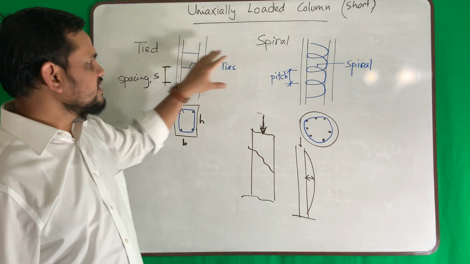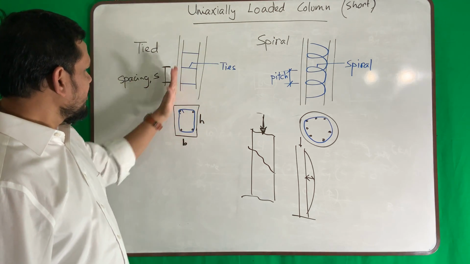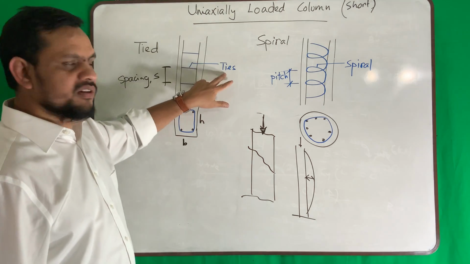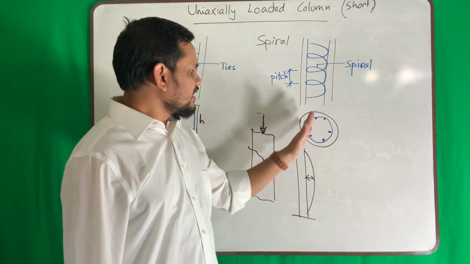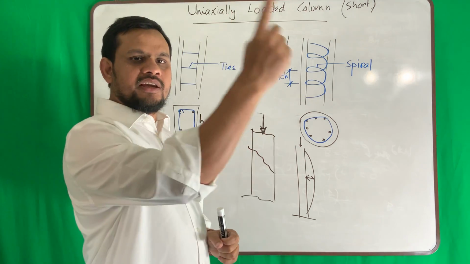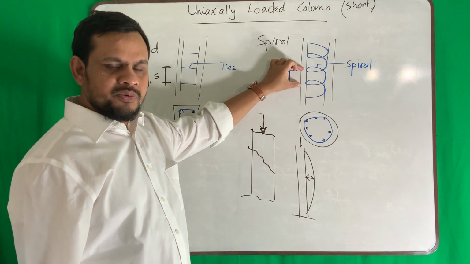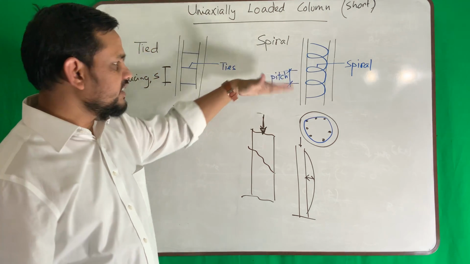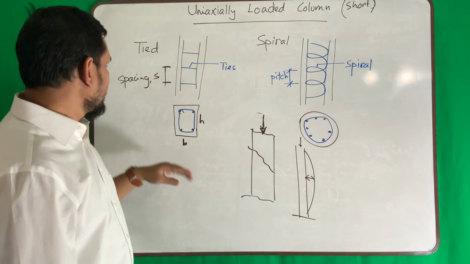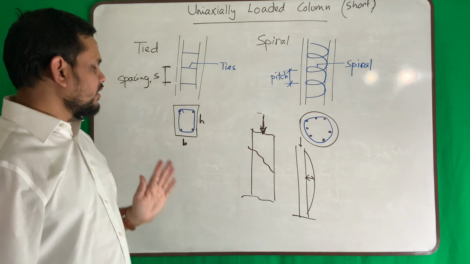Okay, so two types of column commonly we use. One is tied, one is spiral. In tied column, the main reinforcement are tied using tie bar. In spiral column, my reinforcement will be spiral, like continuous tie. That is called spiral. And the distance between two corresponding points is called pitch, or the distance between spiral. And for tied column, we call the spacing as spacing.